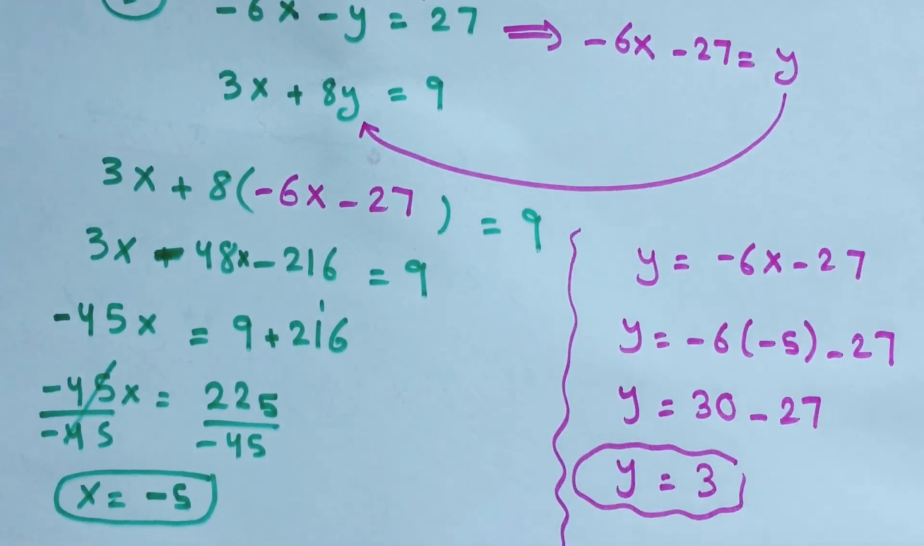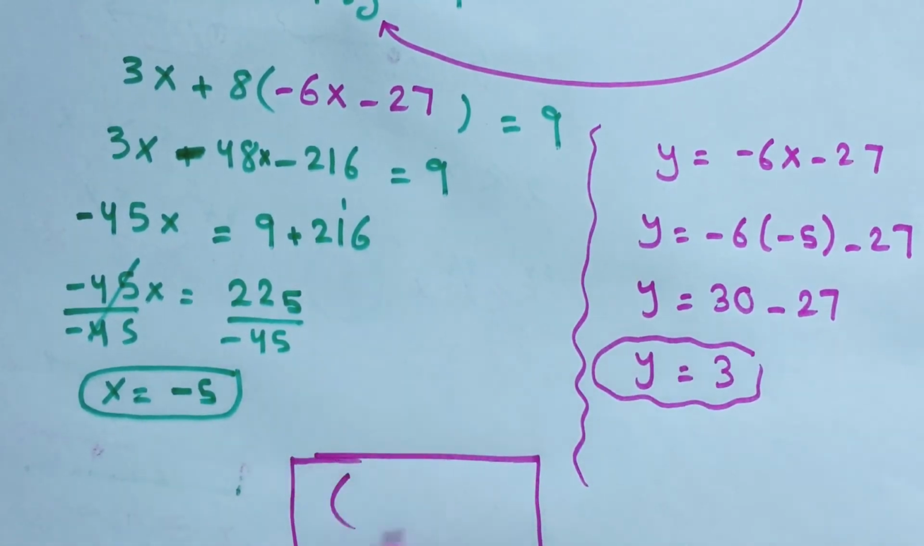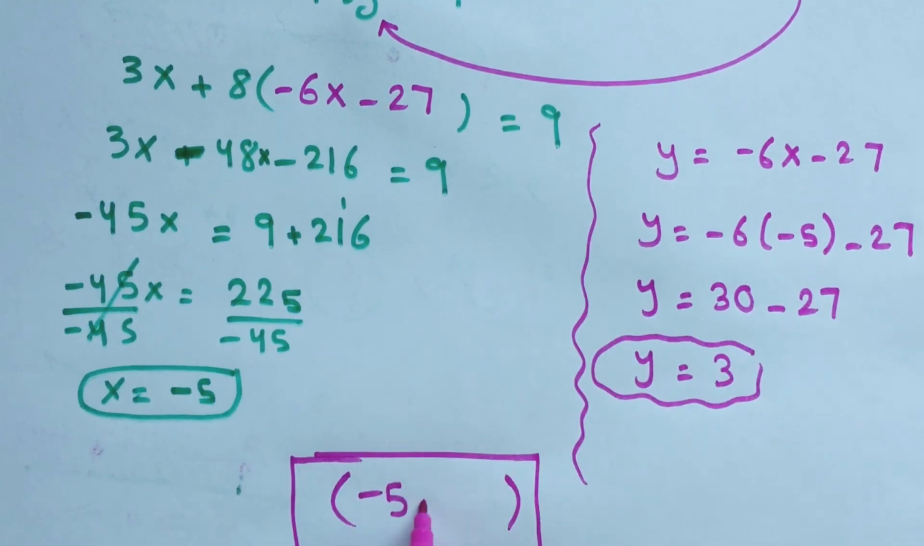So what is the solution of this system? The solution of this system is negative 5 and 3.